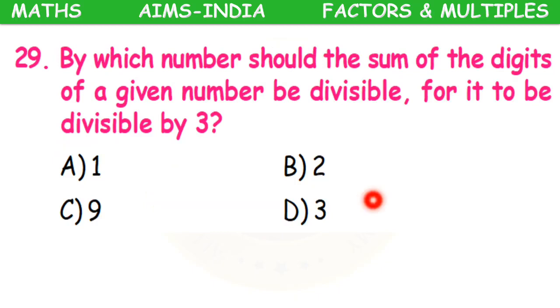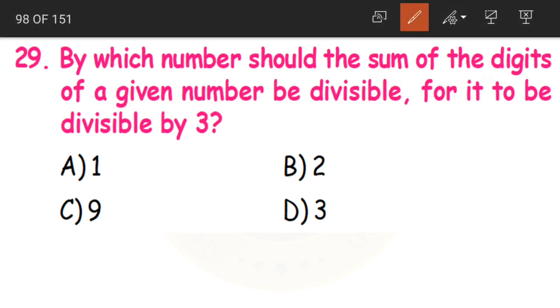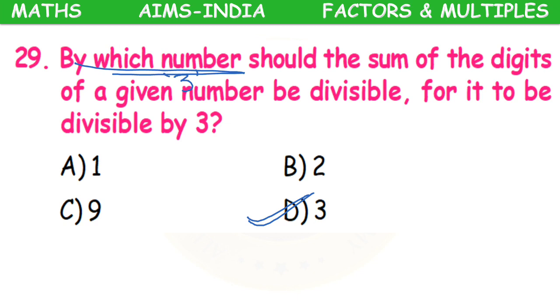Next question. By which number should the sum of the digits of a given number be divisible for it to be divisible by 3? Now what was the divisibility rule for 3, children? Yes, for a number to be divisible by 3, the sum of its digits should be divisible by 3. By which number should the sum of digits be divisible? It should be divisible by 3, then only the number is divisible by 3. So option D, 3 is the correct answer.